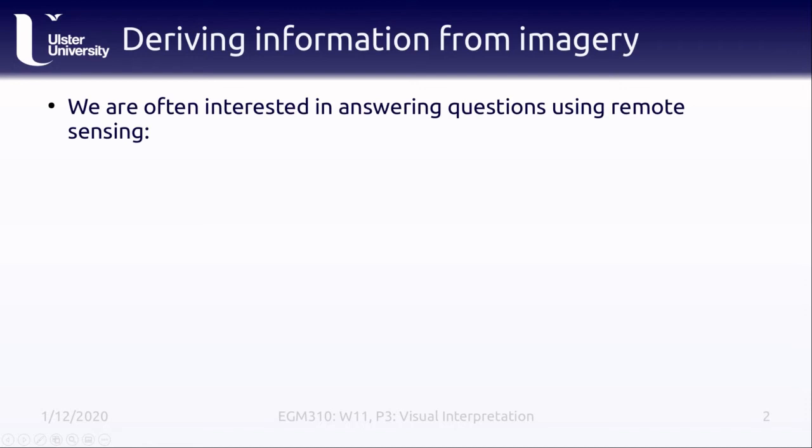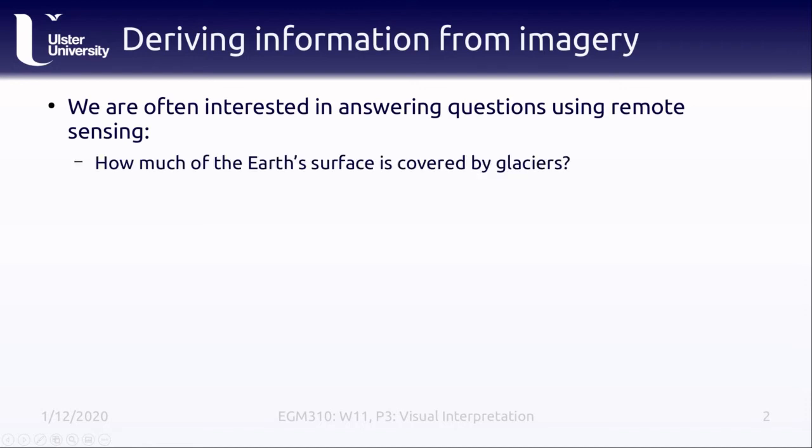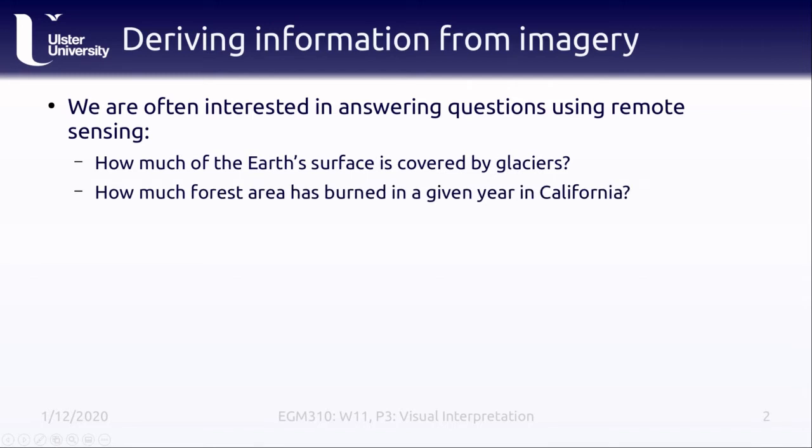With remote sensing, our goal is most often to answer some sort of research question. This could be something like, how much of the Earth's surface is covered by glaciers? How much forest area has burned in a given year in California? Or, more generally, how has land use changed over time in a given area?